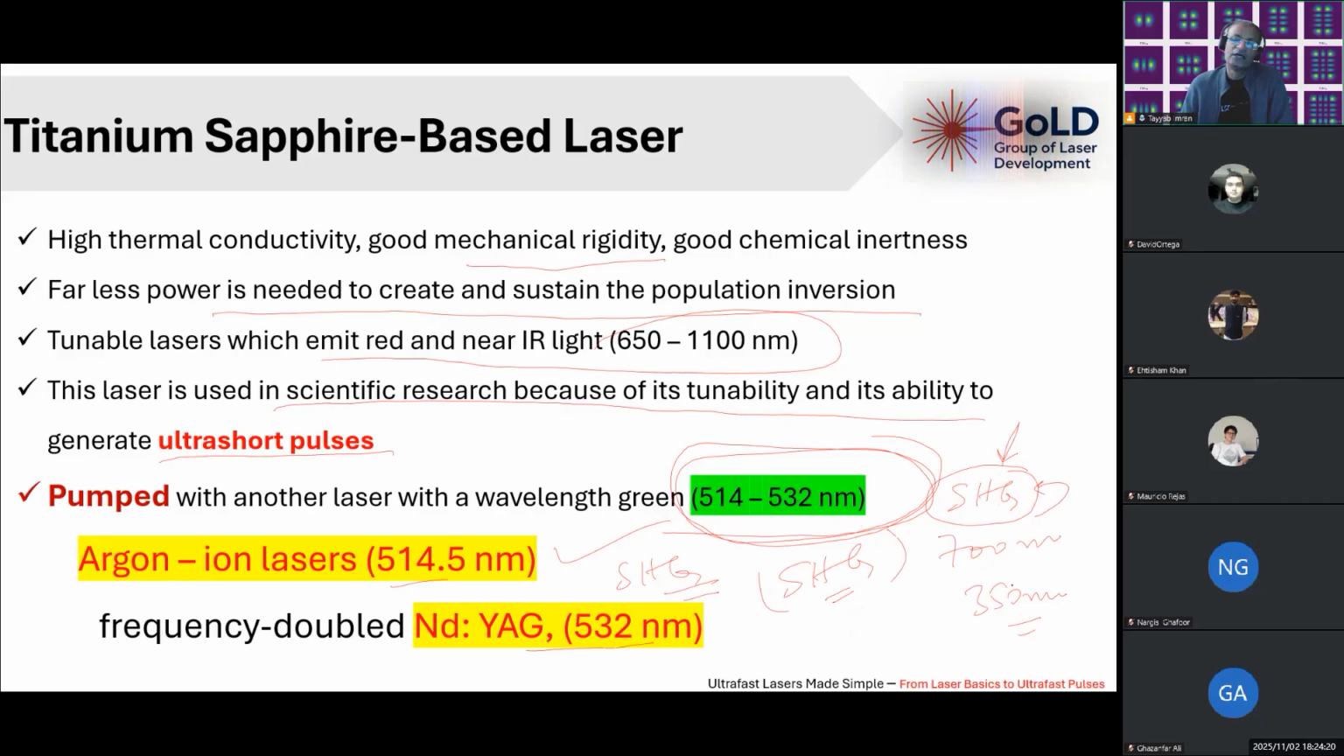These crystals are available and frequently used in laser systems if we need a wavelength which does not exist, so we can use these crystals to get that wavelength range. So titanium sapphire is key to building an ultrafast laser.